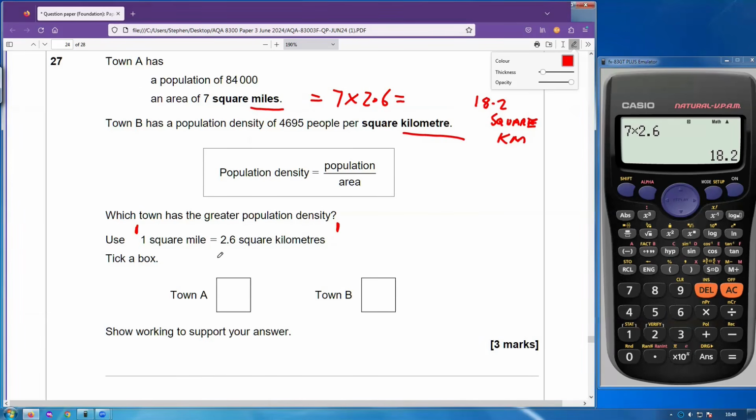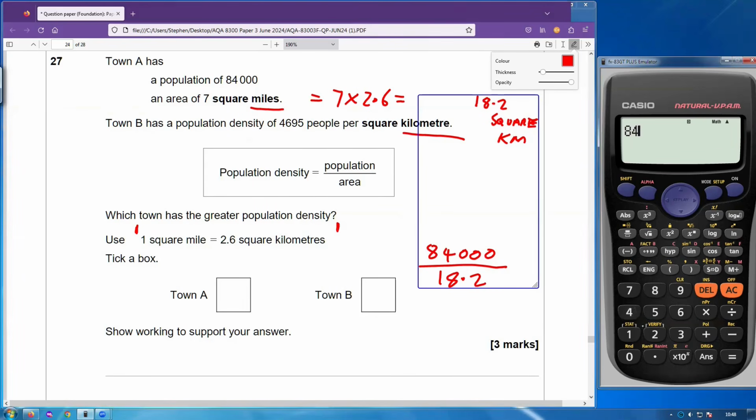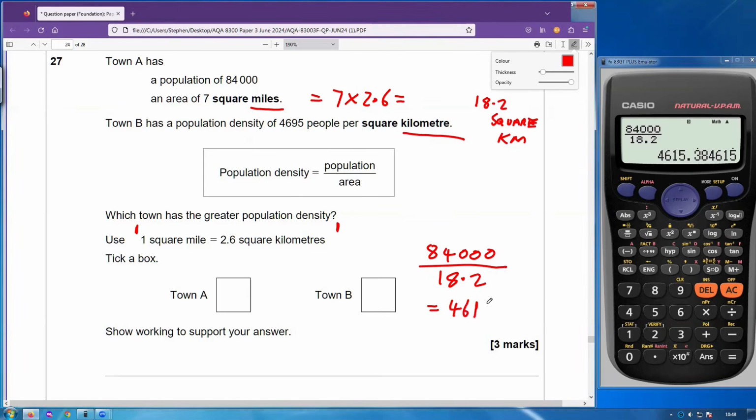So we can say 84,000 divided by 18.2. So we've had to do a conversion. Again, over 18.2. 4615, whereas this one was 4695. Right, town B has a population density of 4695. This one's only got 4615. Which town has the greater population density? It's town B.